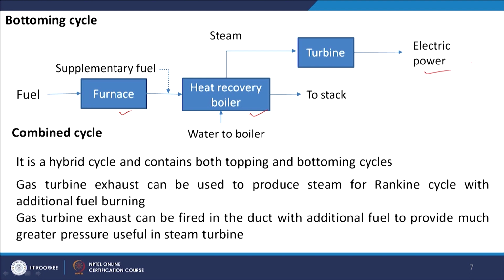So, this is called bottoming cycle. Now, in combined cycle it is a hybrid cycle and contains both topping and bottoming cycles. Now, how does cogeneration help? Cogeneration means we are producing electricity as well as steam for different types of application. So, in that case we can reduce the loss of energy and we can get more efficiency of the process.